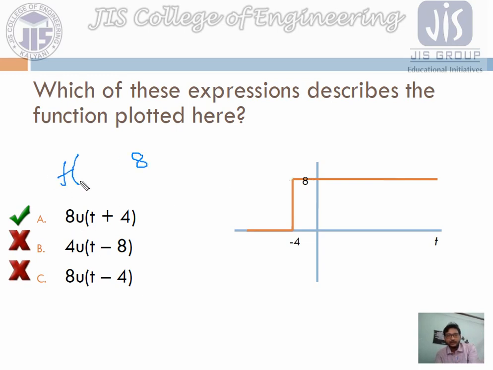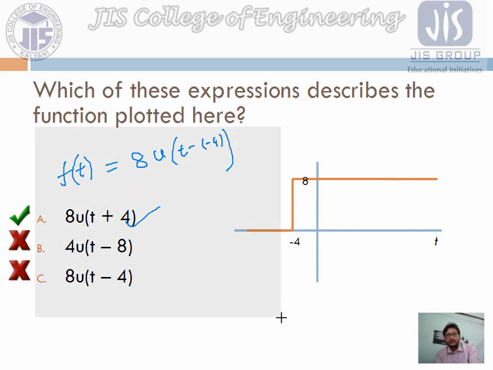So f of t is k into u of t minus the time from where the signal changed its value. From where did it change its value? From minus 4. So t minus of minus 4. So what will be the answer? 8 u of t plus 4. So this will be your answer, right?